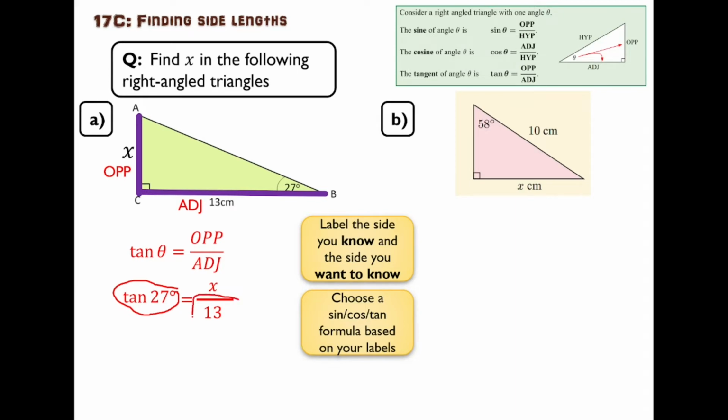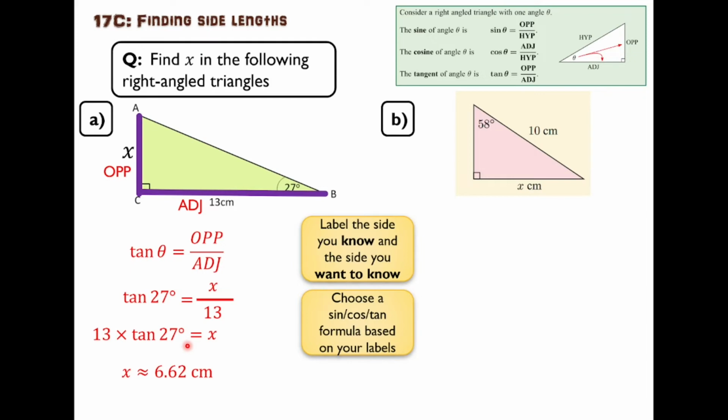I don't want to have divided by 13. I want to get x by itself. To get this divide by 13 to the other side, I can turn it into the opposite, or cross multiply. Divide by 13 on this side turns into times by 13 on this side. It turns into the opposite. So now I've got 13 times this number here equals x. Well, now I can put this into my calculator, 13 times tan 27 degrees, and get an answer.